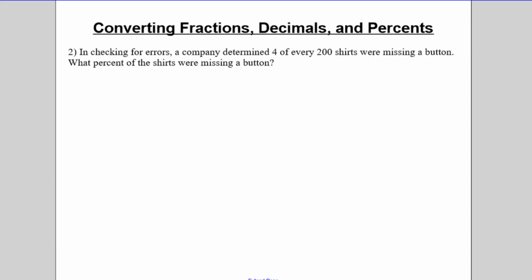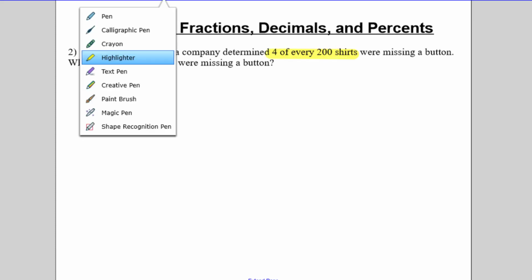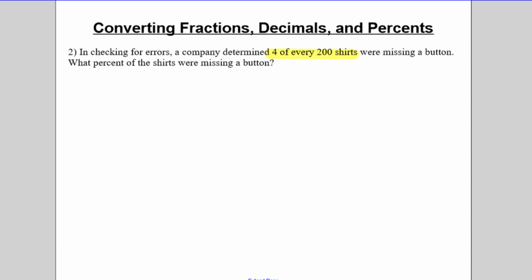The next one here, when checking for errors, we got 4 out of every 200 shirts are missing a button. So the key there is that 4 out of every 200 shirts. So here we know that that would be 4 out of 200, and we will know what the percent is. If I divide this into its decimal form, I get 2 hundredths.